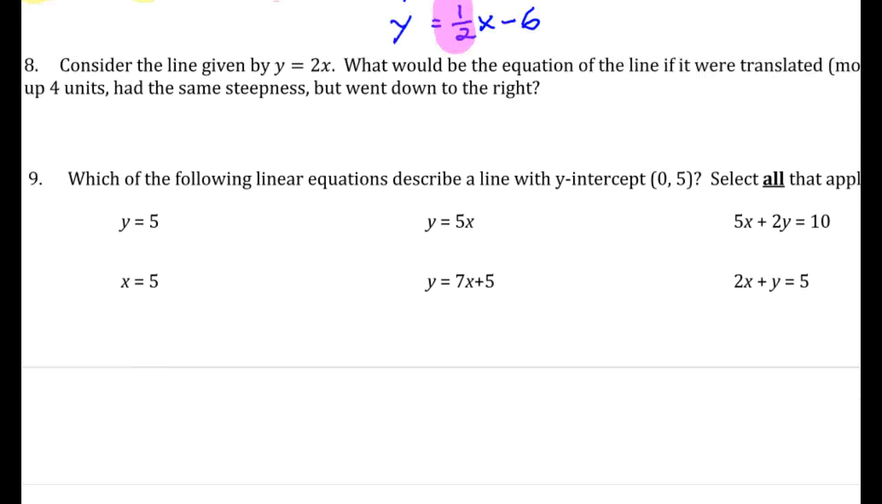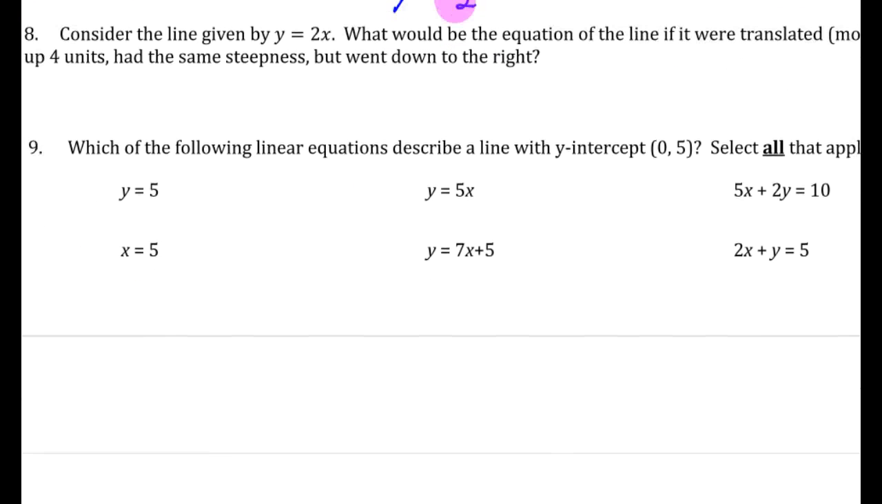Number 8. So y equals 2x. Translate the line 4 up. Okay, so moving this 4 up, we just add 4 to it. And have the same steepness, but it went down to the left or right. So instead of going y equals 2x up to over 1, they want to go down. So they basically want to go down to right 1.